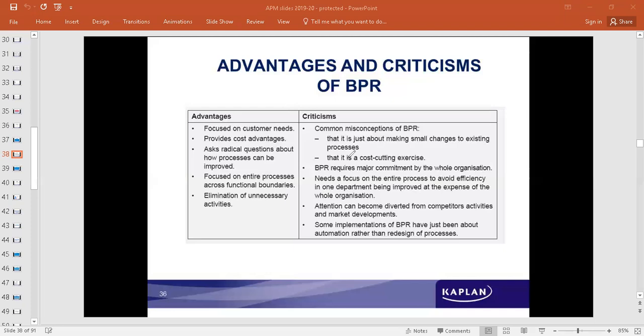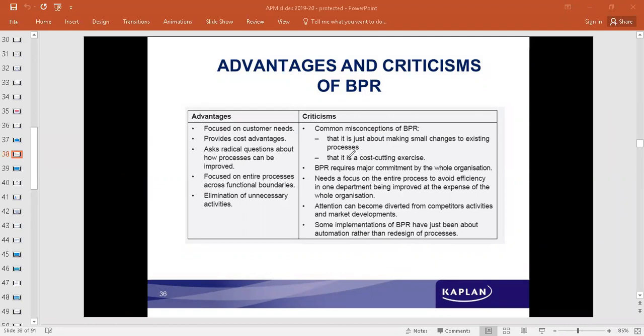So it needs a focus on the entire process to avoid efficiency in one department being improved. See, when in one department BPR is implemented, everybody's focus is shifted to the department. So then other departments may suffer. So it needs a focus on the entire process to avoid efficiency in one department being improved at the expense of the whole organization. So everybody is now focused when the BPR is implemented.